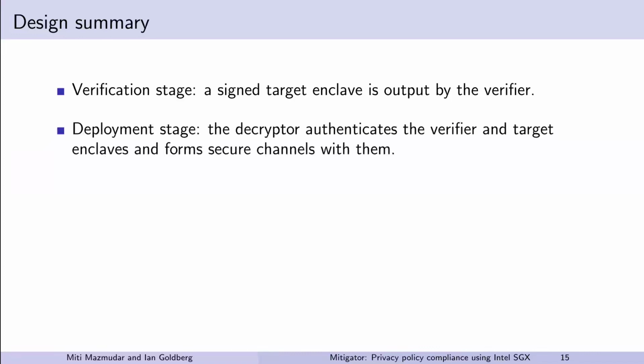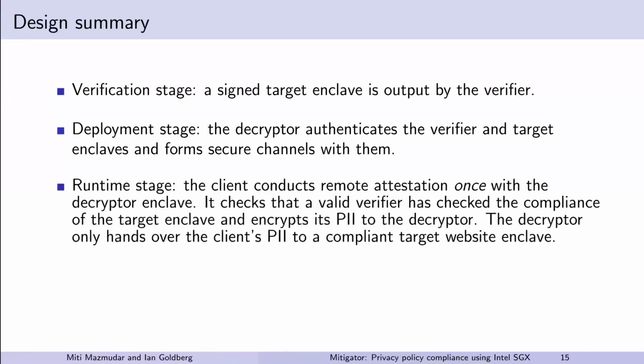In summary, in the verification stage, a signed target enclave is output by the verifier. In the deployment stage, the decryptor authenticates the verifier and target enclaves and forms secure channels with them. The decryptor sends authenticated information to the target enclave. In the runtime stage, the client needs to conduct remote attestation with the decryptor enclave behind each Mitigator supporting website the first time the user visits it, until the decryptor codebase changes. Importantly, the client does not need to repeat these remote attestations every time the website code, that is the target, changes or the verifier code changes.